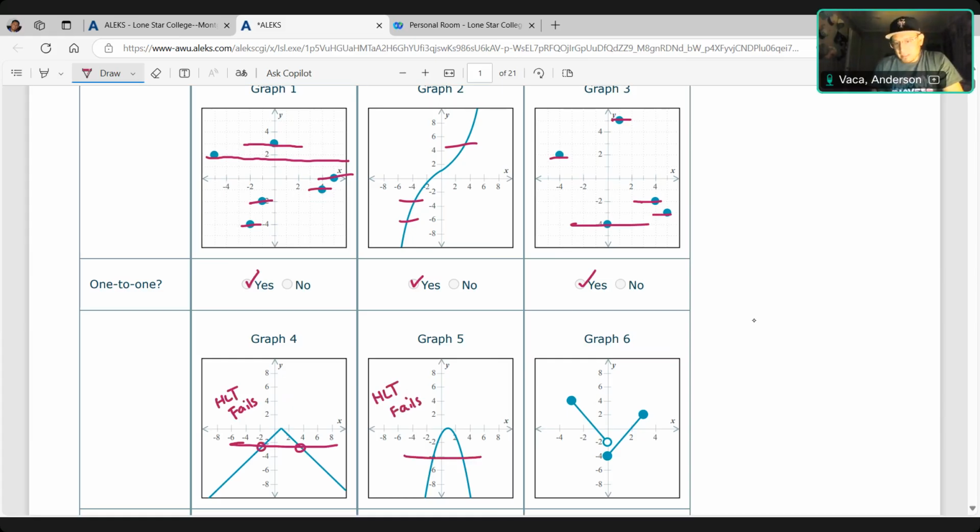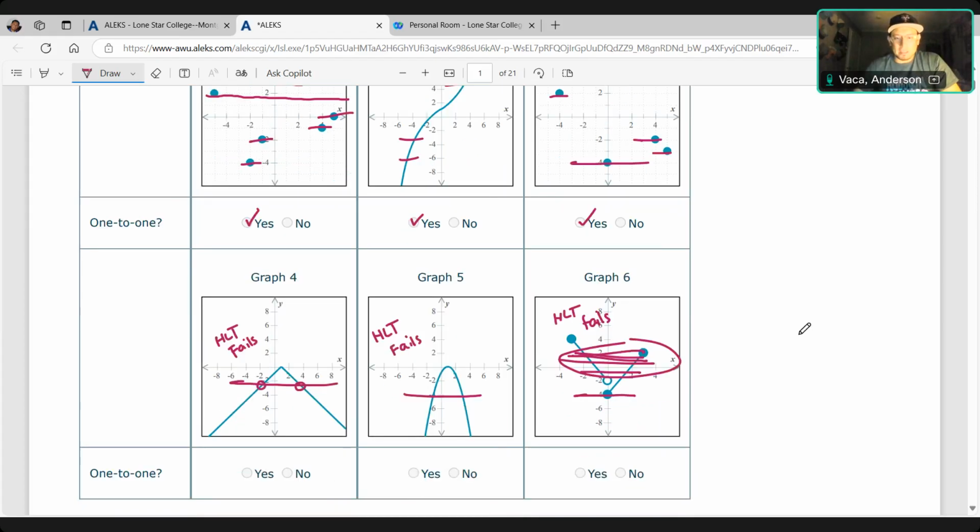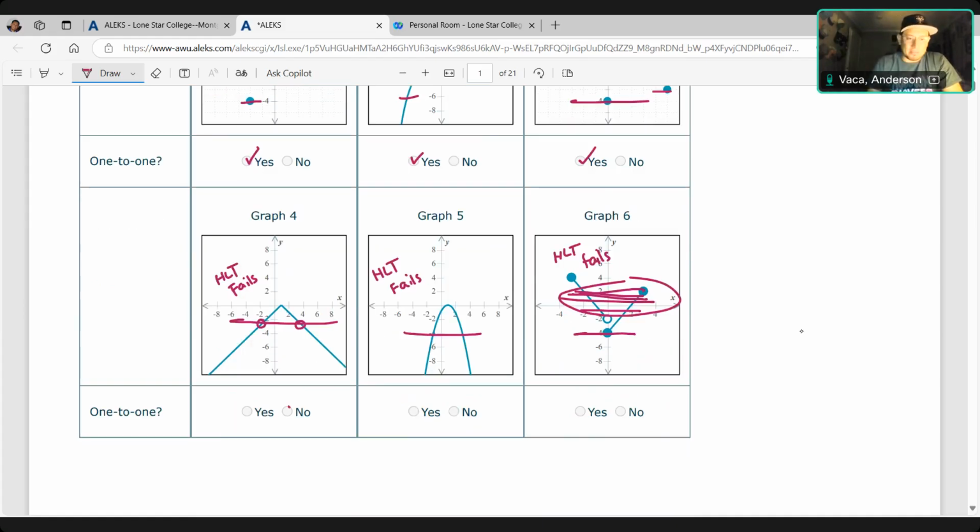And for example 6, right here, or right here, or right over here. And I understand that right here it will be okay, but any one of these sections fails the horizontal line test. So therefore, it is not one-to-one. Okay, so it turns out that all of these examples were no.